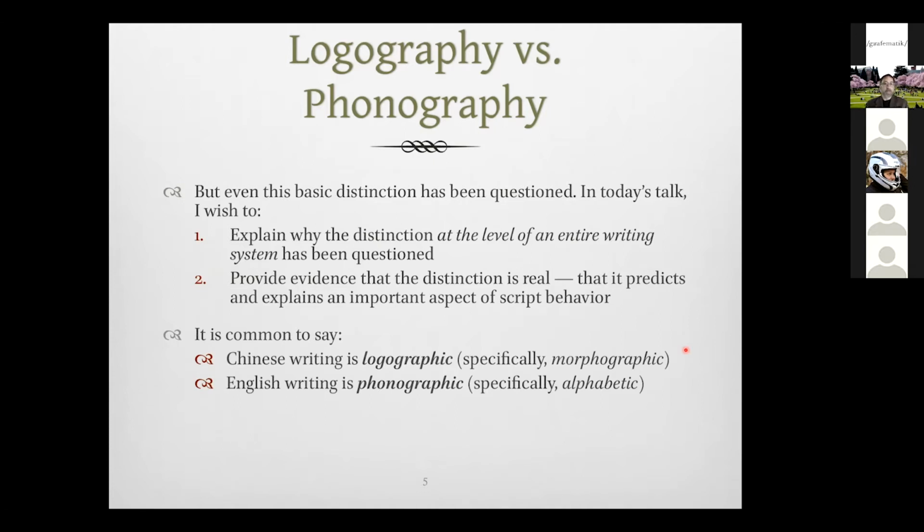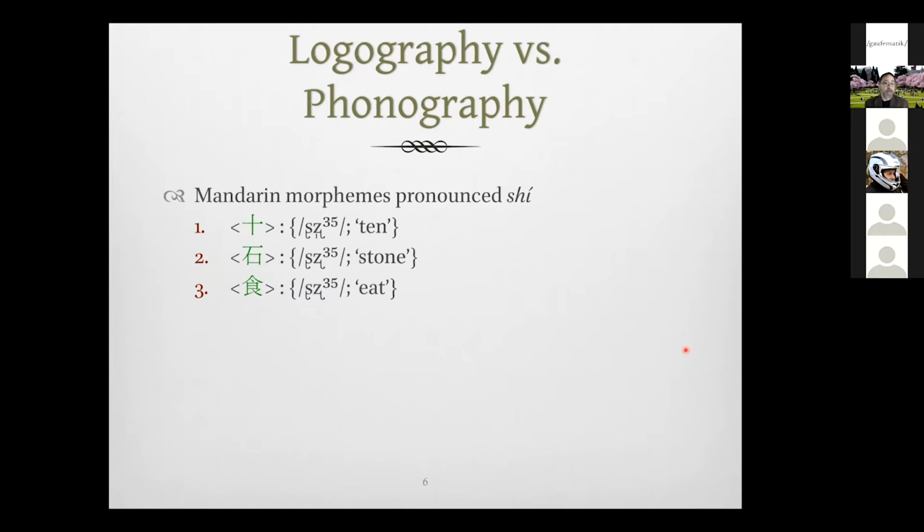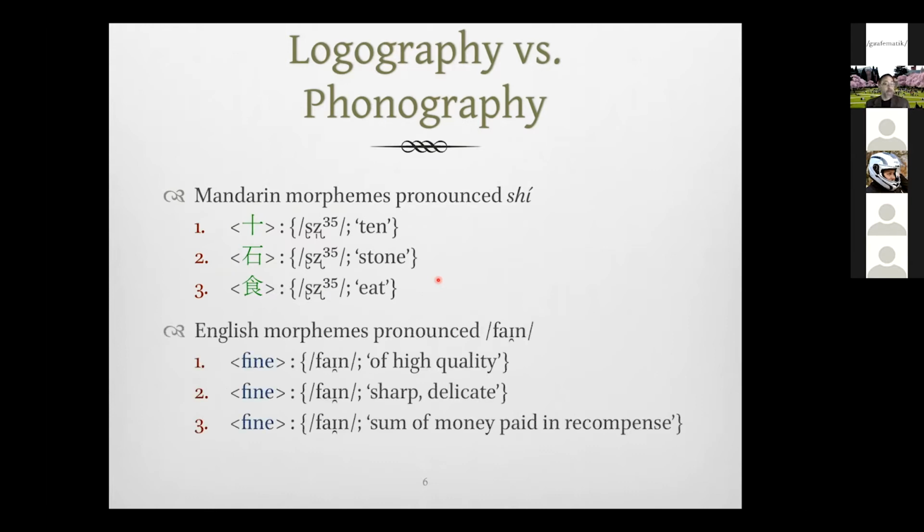It's common to say that Chinese writing is logographic, or specifically morphographic, with each graph representing a morpheme, and that English writing is phonographic, specifically of the alphabetic type, with each graph representing a phoneme. And it's easy to provide data that show that this is the case. Here are three modern Mandarin morphemes pronounced shi, meaning ten, stone, and eat. And as you can see, they are represented, even though homophonous, with three completely different graphs that share no structural properties in common. In contrast, here are three English morphemes that are also homophonous, and they are all written exactly the same way, as we would expect in a phonographic system.